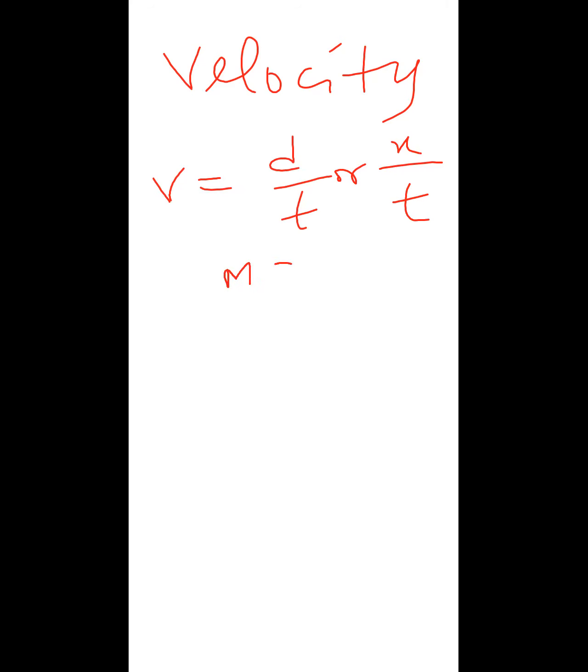Now look at the way I'm writing it. This is the way it should be written. Don't write it as meter per seconds. Displacement is measured in meters, time is measured in seconds. But to represent the IUPAC nomenclature of units, that is why you write it this way.